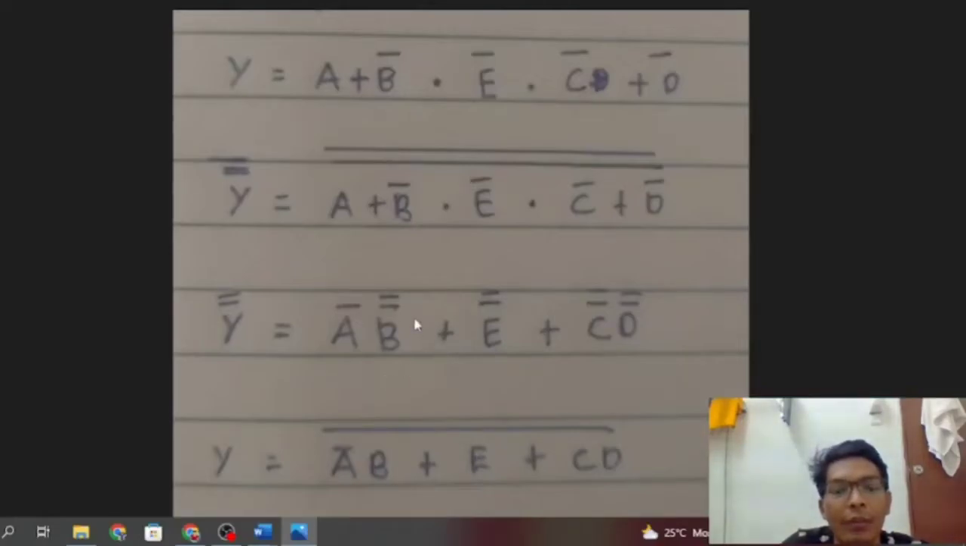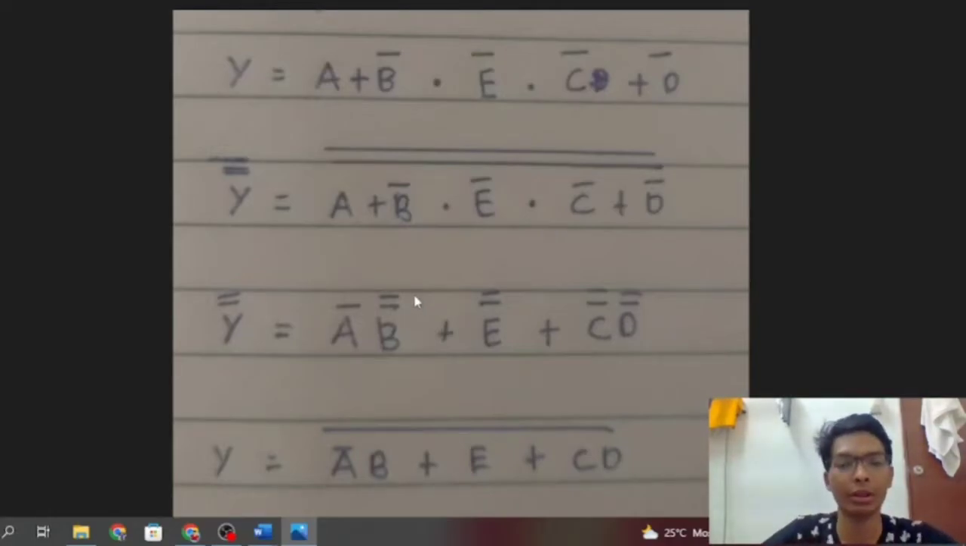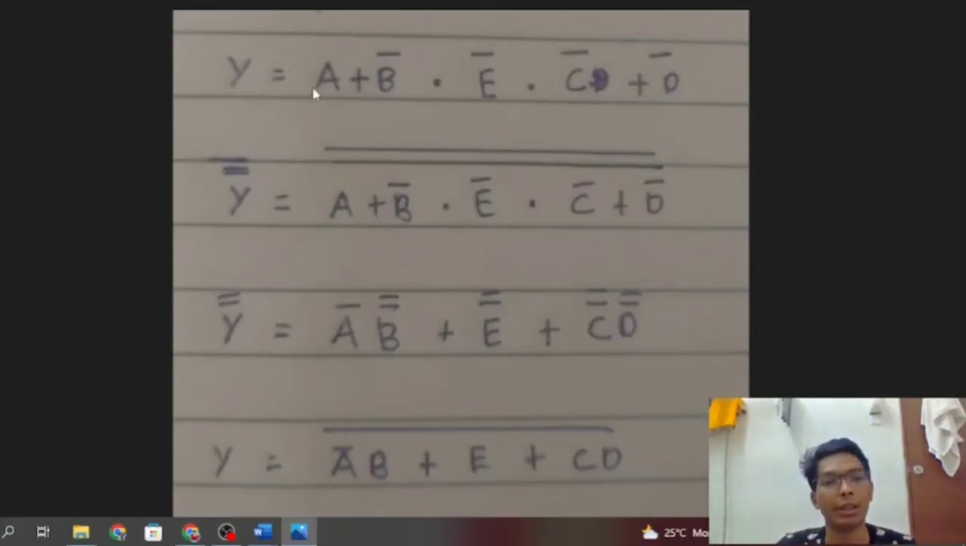211012593. For my part, I want to explain to you about the equation of our mini project. For the input, we are using 5 inputs, which are A, B, E, C, and D. For the output is Y. And this is our equation after we simplify: A bar B plus E plus CD bar.